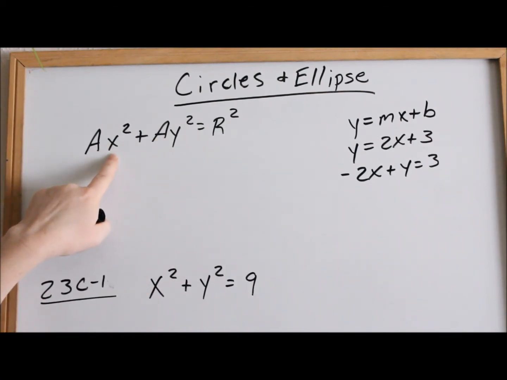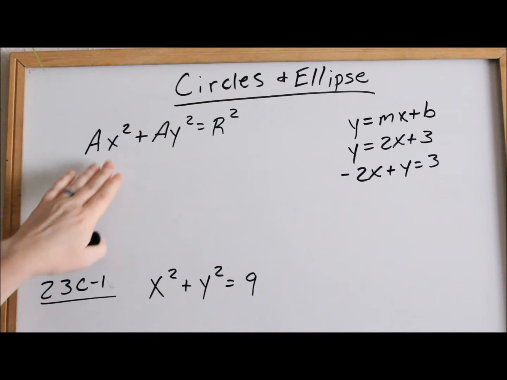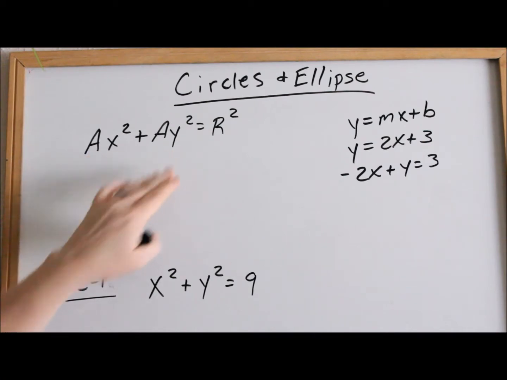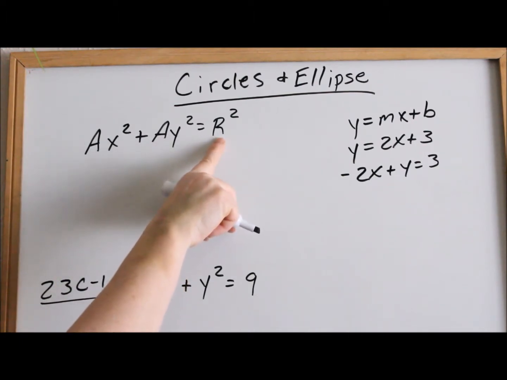A circle is different than a line because both x and y are squared. So that's how a circle is different than a line. In a line, neither x nor y is squared, but in a circle, both x and y will have a square on it. This represents your radius.